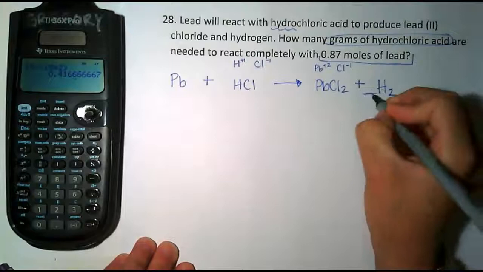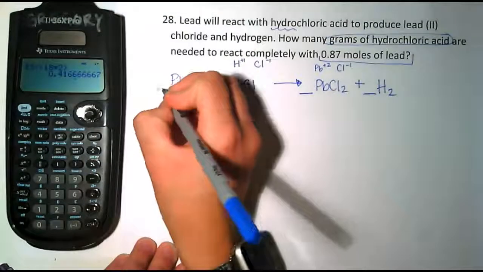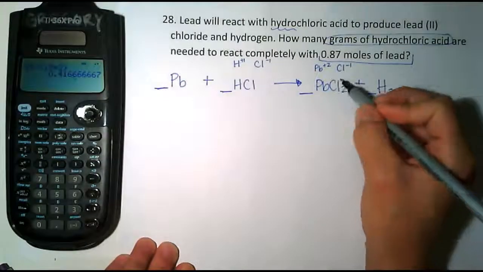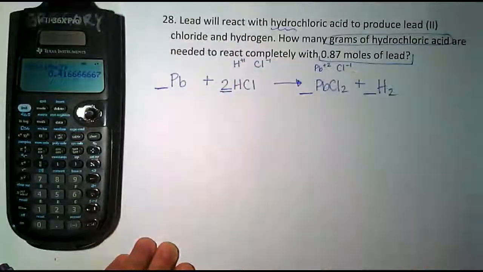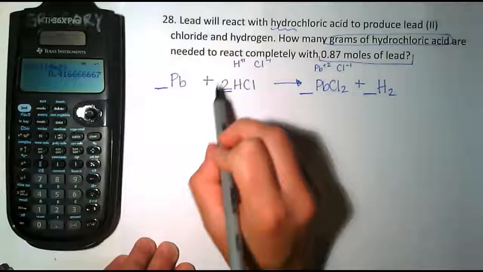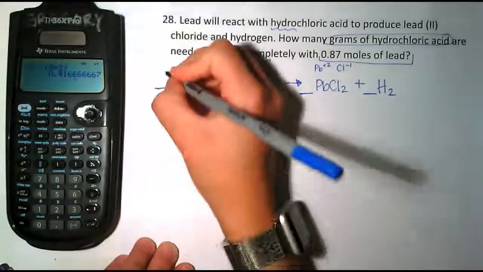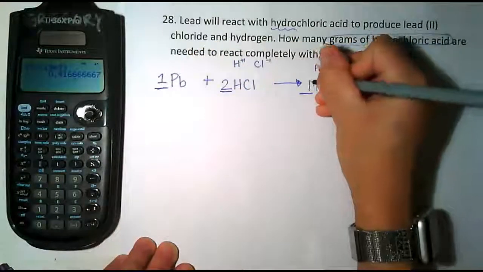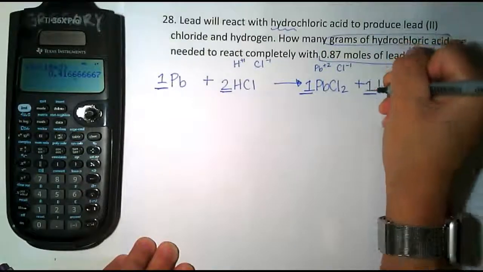So now we need to balance. I'll put my lines this time. I forgot to last time. Chlorine's out of balance, so I'm going to put a 2 here to fix that. That also fixes hydrogen, because there's 2 hydrogens. So now there's 2 over here, and there's 1 lead on each side. So everything else, I could just put a 1 in there.